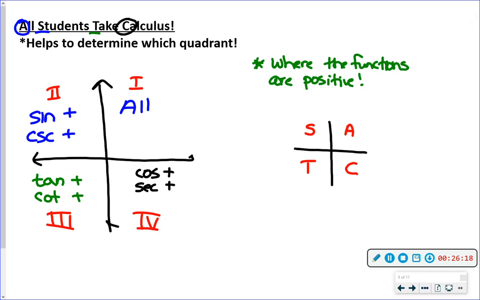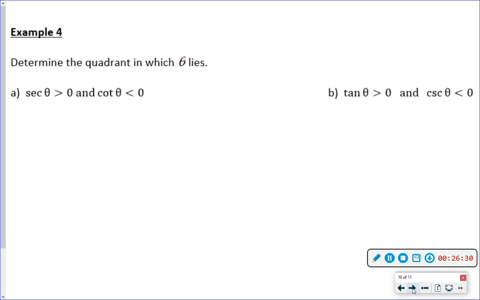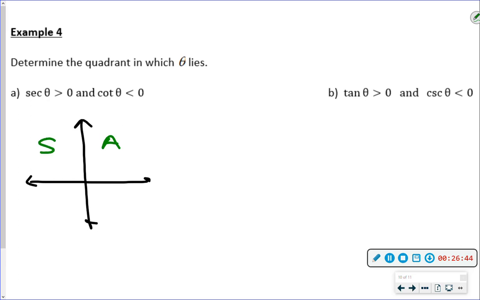Because that's kind of obnoxious to have to write all of that out if you ask me. So all we're going to do for today with this is just practice. I'm going to give you some info figuring out which quadrant you would be in. Tomorrow I'm going to add to it and we'll actually get the triangles and all that sort of stuff going. So all we have to do is determine the quadrant in which theta lies. All right, okay, I'm on it. So I'm going to draw my little shorty one. So my all students take calculus.